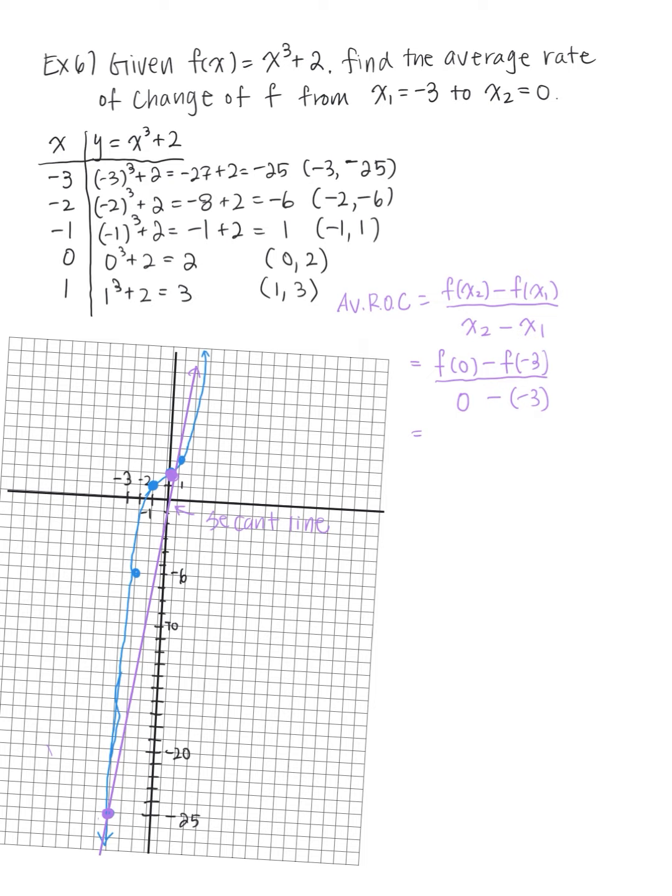So side work, let's compute f of 0. Here is our f of x. We're going to replace its x with the 0. So the expression you're going to get is 0 cubed plus 2, that's just 2. So that's the value of f of 0. Now let's compute f of -3. That's going to be -3 cubed plus 2, which is -27 plus 2, which is -25.